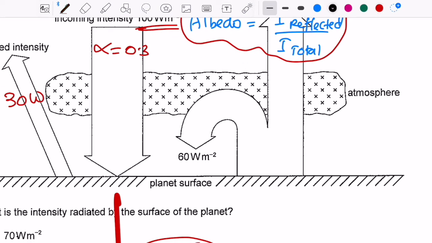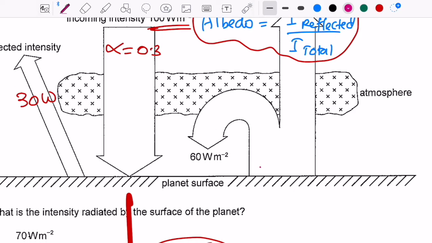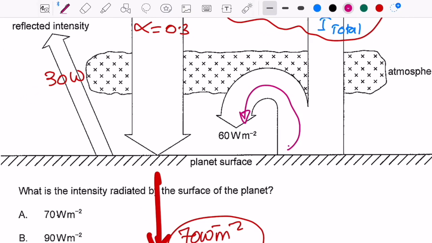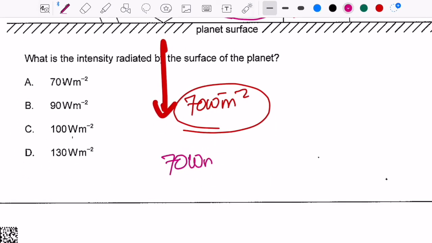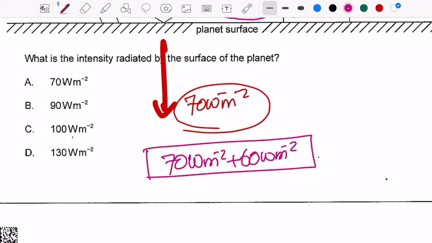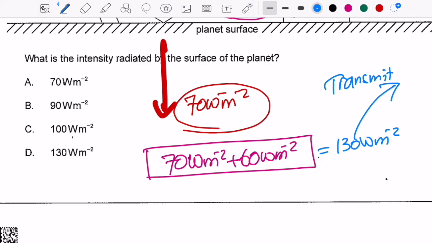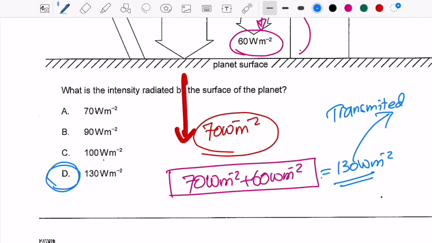There's another factor for the earth: the transmitted intensity also will be radiated back from the atmosphere, 60 watt per square meter. Now you have 70 watt per square meter intensity and 60 watt per square meter. If the earth does not want to get warmer, the earth has to make sure this 130 watt per square meter is transmitted. If it transmits less than that, it will be warmer. If it transmits more than this, it will get cooler. So the answer for question number 30 is D.